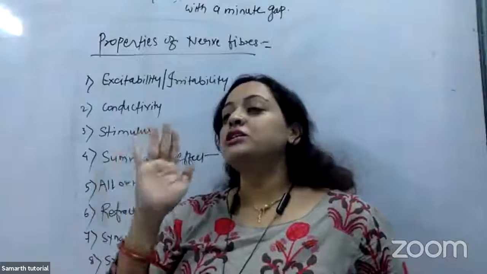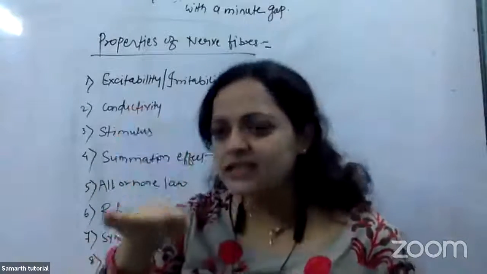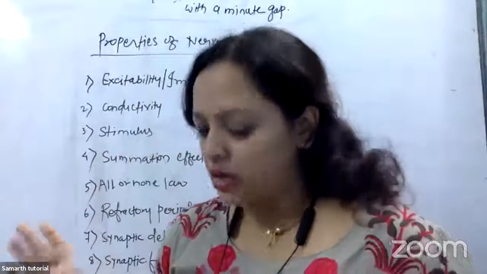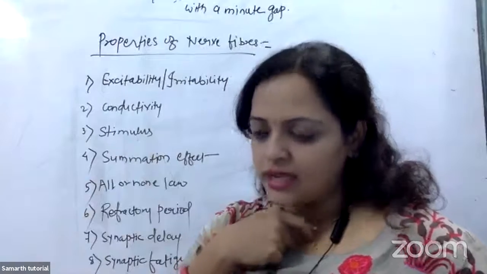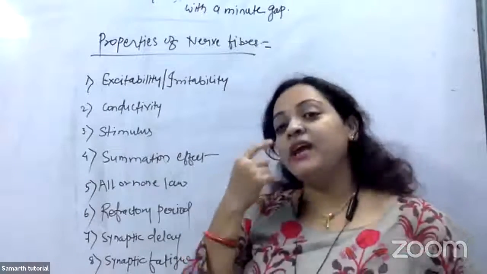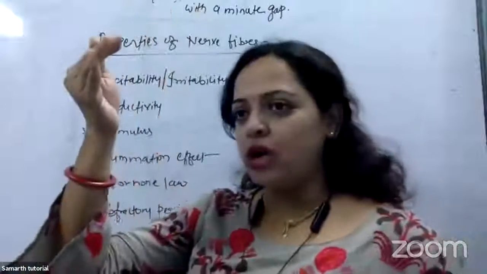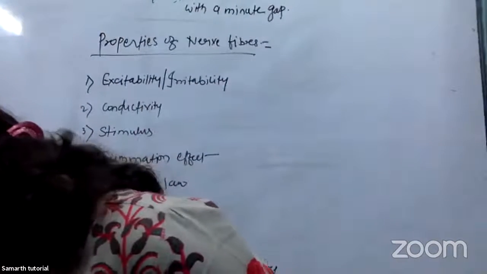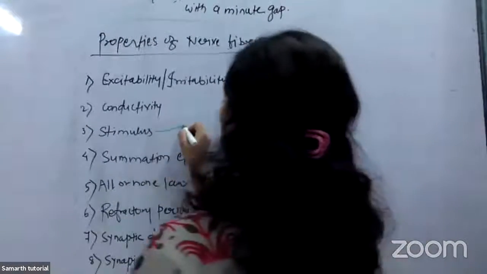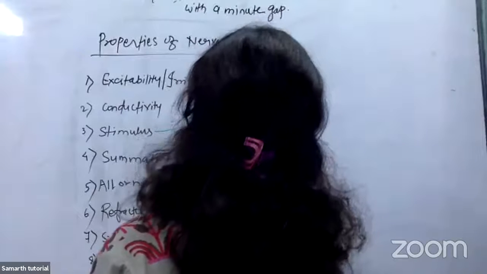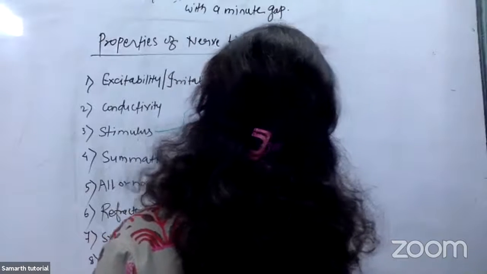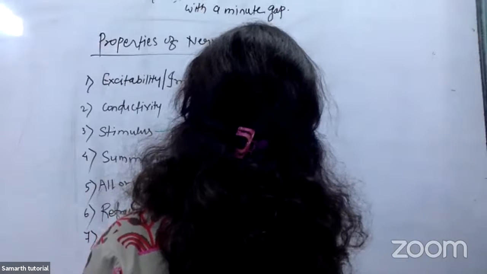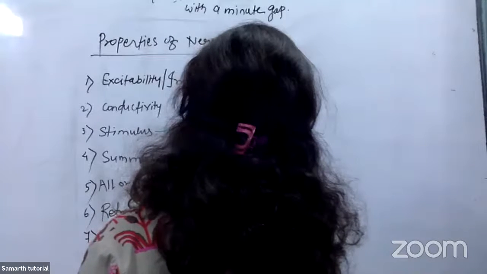If the stimulus has a lower intensity than the threshold, it is called subliminal. You can underline that. And if the intensity is higher than the threshold, it is called supraliminal. So stimulus can be of three types: subliminal, threshold, and supraliminal.